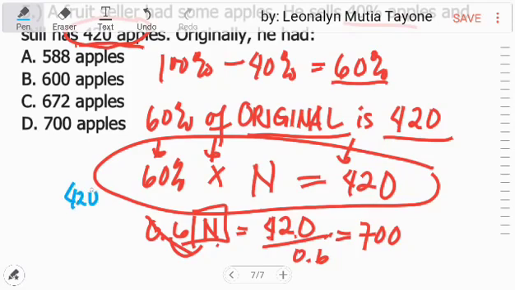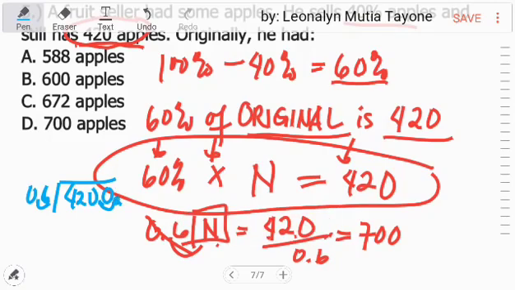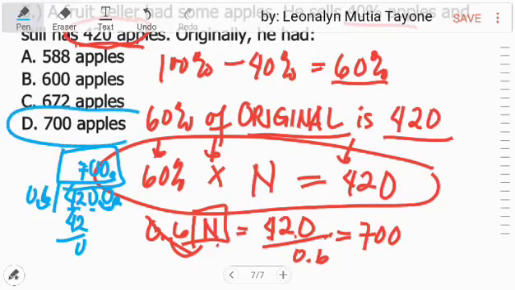So, 420 divided by 0.6. So, mag-move ka lang ng isang decimal kasi 0.6 lang naman yan. Kung mag-move ka ng isang place dyan, maglagay ka rin ng isang 0 dito para mag-move ka ng decimal dito. Itong decimal, lagay mo sa taas. So, 42 divided by 6, and that is 7. 7 times 6, 42. So, 0 na siya. Itong dalawang 0, itaas mo na lang siya. So, 700. Letter D.